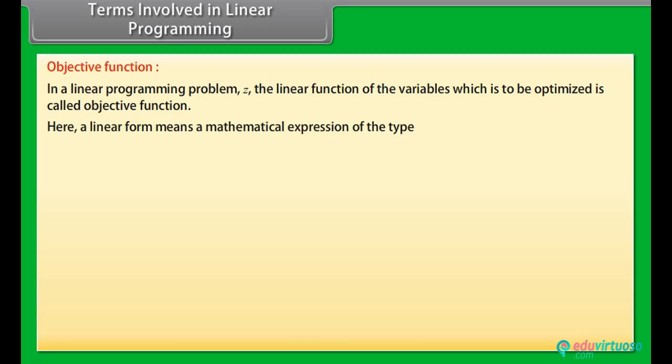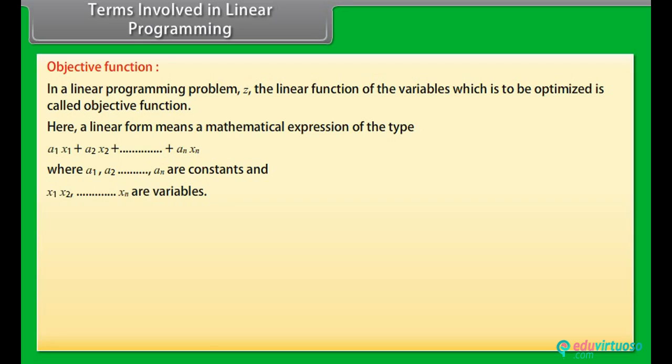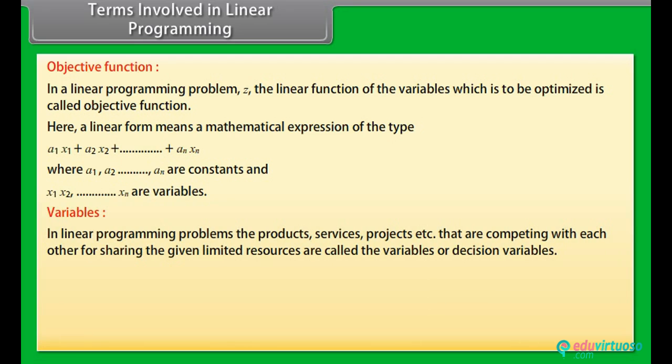function. Here, a linear form means a mathematical expression of the type a1x1 plus a2x2 plus so on till plus anxn, where a1, a2 and so on till an are constants and x1, x2 and so on till xn are variables. Variables. In linear programming problems, the products, services, projects, etc. that are competing with each other for sharing the given limited resources are called the variables or decision variables.